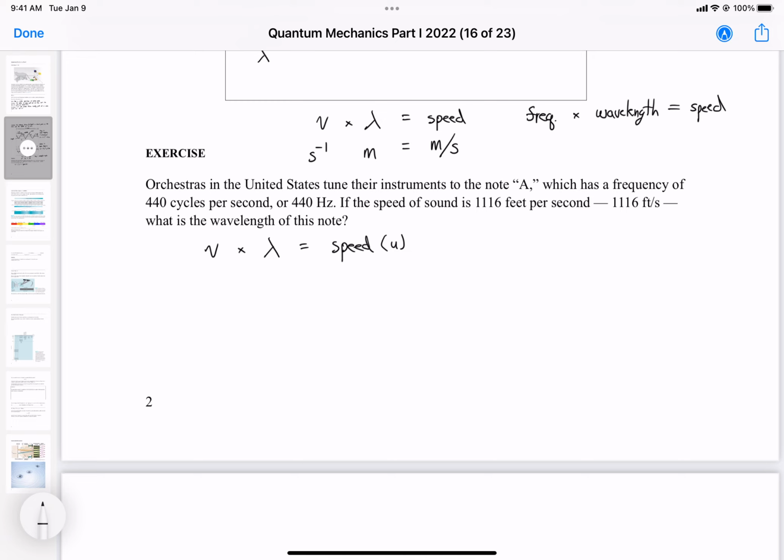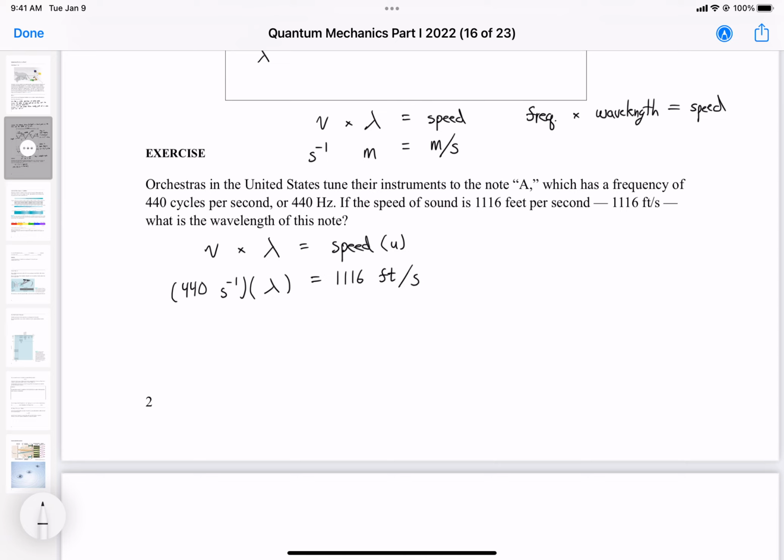Okay. So the frequency is 440 hertz. But remember, hertz has units inverse seconds. So we put inverse seconds here, times the wavelength, which is, well, we don't know the wavelength, right? So we're going to put that as lambda, and we're going to solve for it. But we know the speed of sound, sorry, speed of sound is 1,116 feet per second. Okay, there we go.